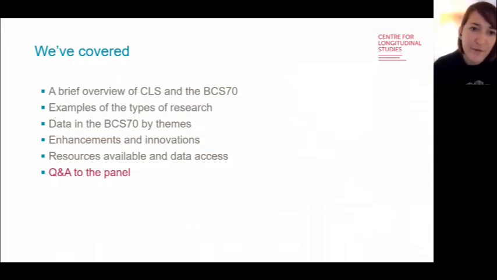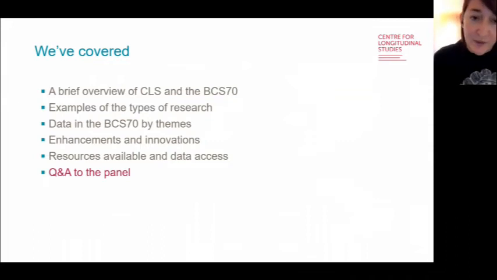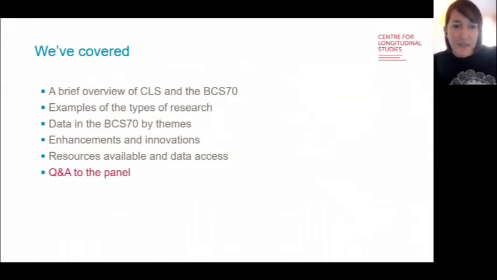So we gave you a brief overview of CLS and the BCS before going into a bit more detail, to hopefully inspire you on the types of research that have already been done using this data resource and get you thinking about the sort of research questions you might be able to answer. We explored the data by themes, looking at some of the specific measures under those general themes. Again, that wasn't exhaustive, but just gives you a hint of what's there. And now hopefully you have the tools to be able to search for specific variables yourselves.